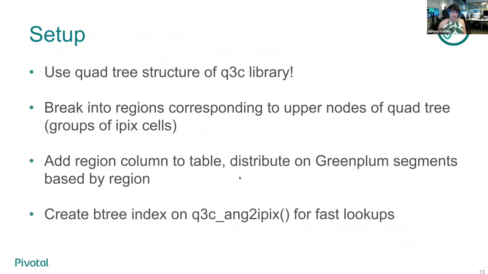And then there's an additional problem: if you're searching near a boundary, you might have to look at points in the neighboring region. Just because you distribute them by those regions doesn't guarantee that this region and the region next to it are going to be on the same segment. We solved that problem by allowing it to redistribute points that are close to the boundary ahead of time. And that's why the query got a little more complex.